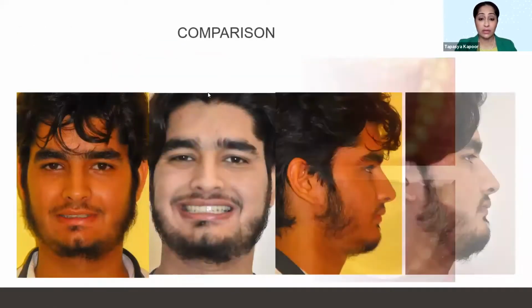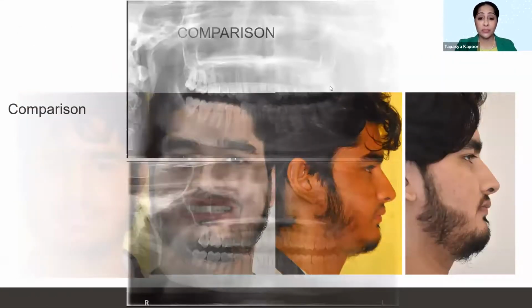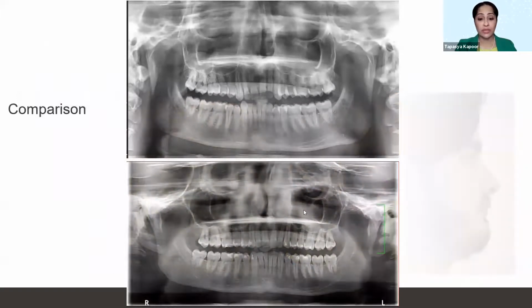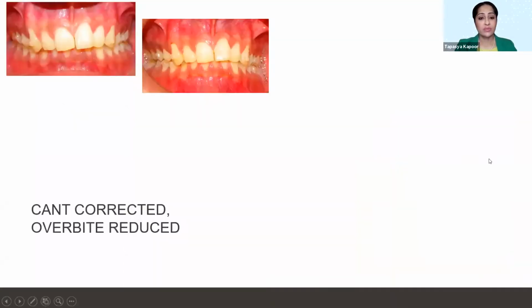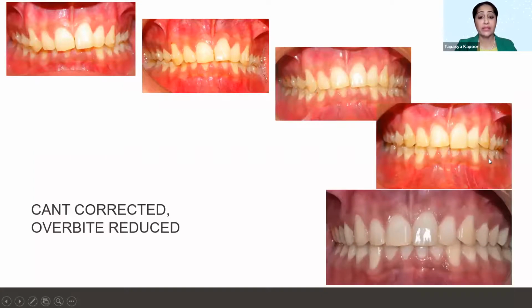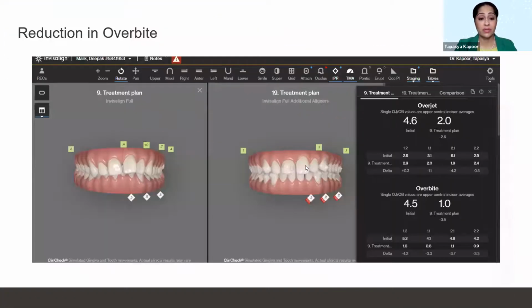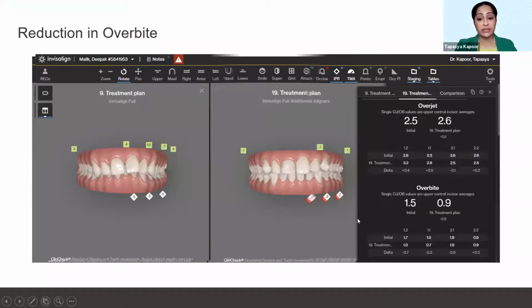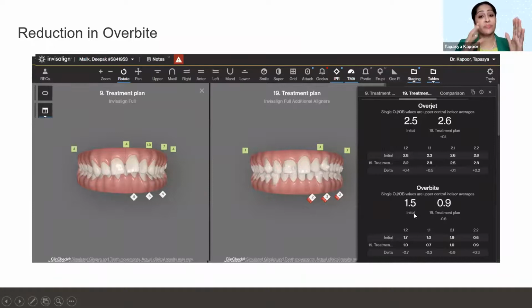And in the OPG, you can appreciate the amount of root uprighting that has happened and also intrusion and leveling of the curve of Spee. That was the sequence in which the cant was corrected over a period of time and the overbite reduced. His original overbite was 4.5 millimeters, and in the second set, it had already reduced to about 1.5 millimeters. So that's the predictability of movement when we are not really overcorrecting the curve of Spee.